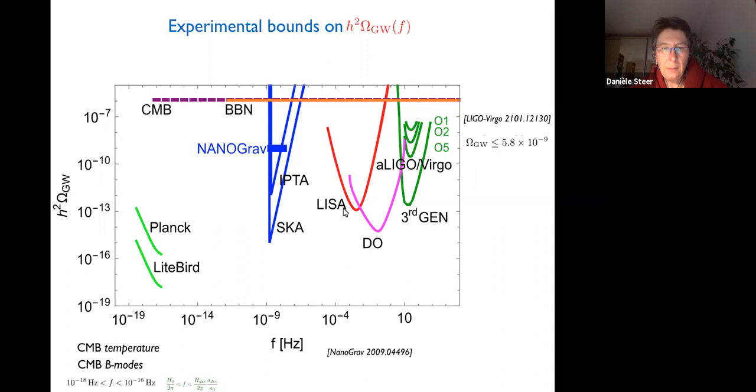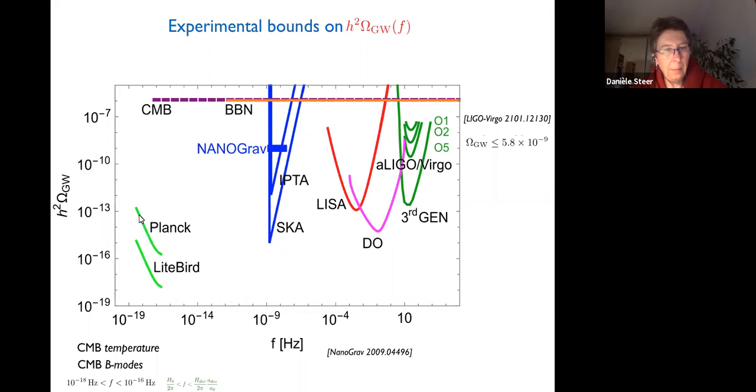Then at lower frequencies, in the range of pulsar timing, so frequencies of the order of the inverse year, there's been a recent claim by the NANOGrav collaboration, which I'll mention in a second. So a recent bound that you can find in this paper.